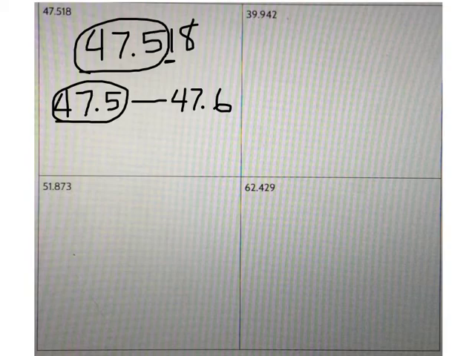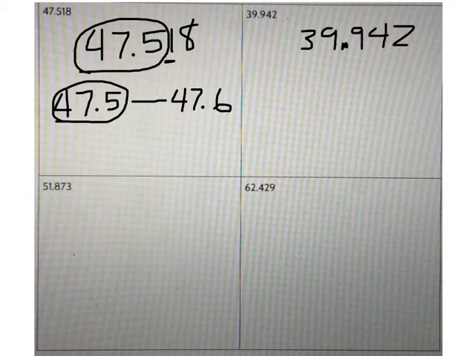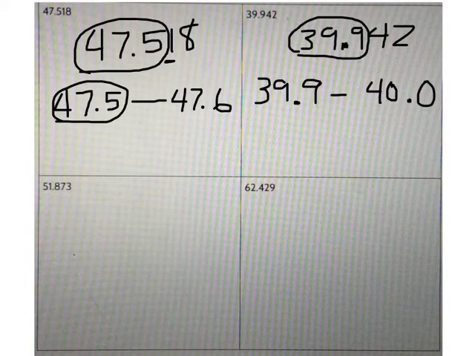Now let's try another. Round 39 and 942 thousandths to the nearest tenth. Well, which 2 tenths is this between? This is between 39 and 9 tenths and 40 and 0 tenths, which is 1 tenth more. What's the result after I round this number? The result is 39 and 9 tenths.